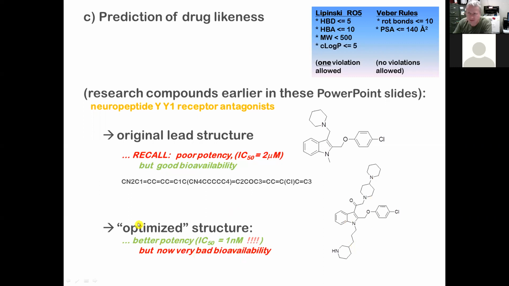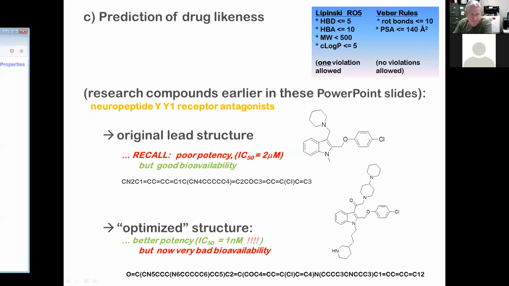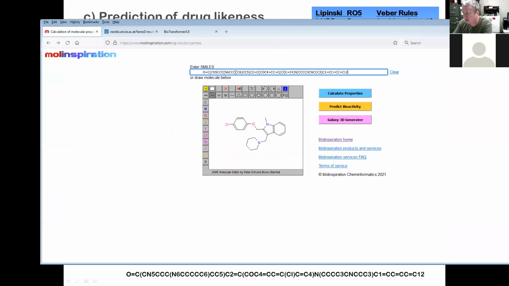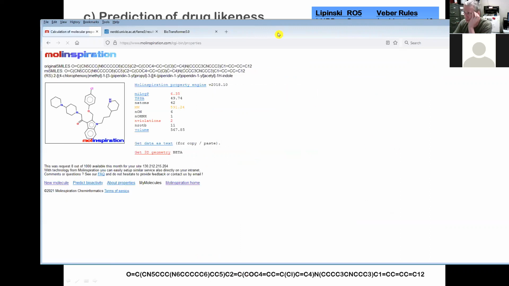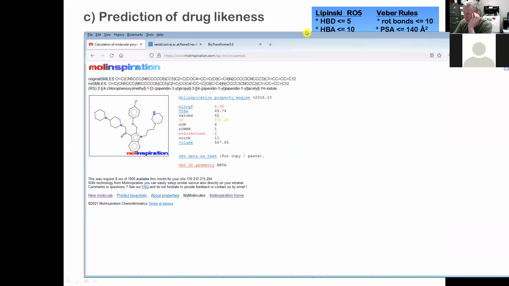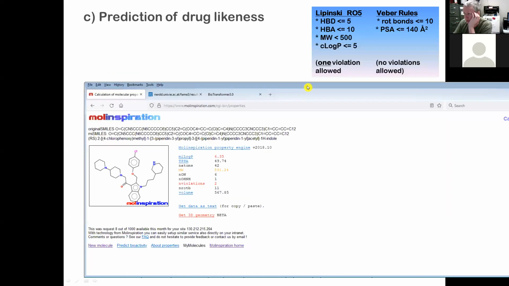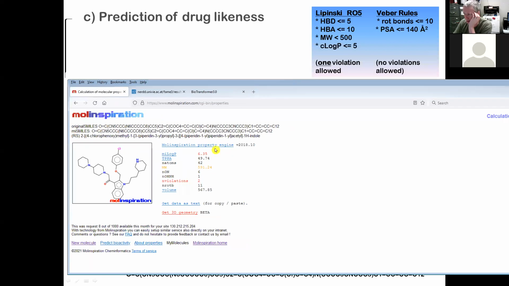So where's the SMILES? That's a big SMILES string. I'm going to copy that and paste it in and see if we can identify what the problem is. Properties. Okay, let's see. All right, we got C log P is much higher now. So it's kind of a greasier molecule. And that's probably because of all these extra ring systems.